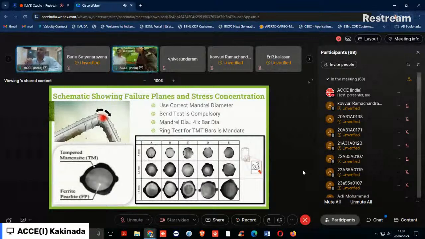For different bar diameters bending, we have to use different mandrels. Generally, what we do is for all the bars of 8, 10, or 12 mm, we use the same mandrel. That is an incorrect practice that should be avoided.